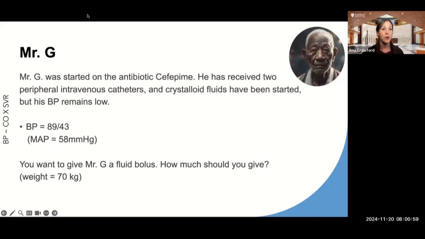So Mr. G was started on cefepime, which is considered a broad spectrum antibiotic. He received 2 peripheral IV catheters, and crystalloid fluids have been started, but his blood pressure is still low. His blood pressure is 89/43 now, and that means his MAP has decreased to 58 millimeters of mercury. You want to give Mr. G a fluid bolus, but how much should you give if he weighs 70 kilograms?